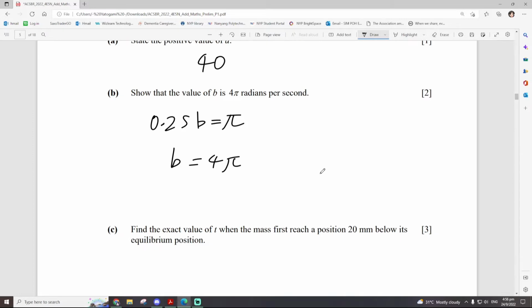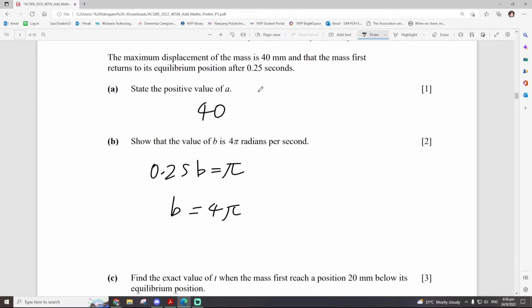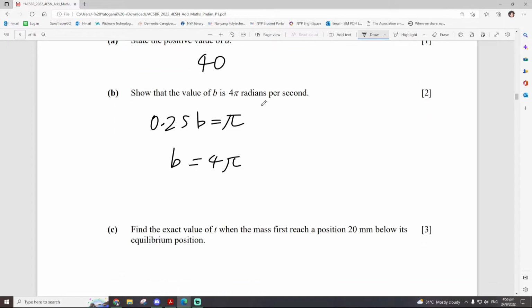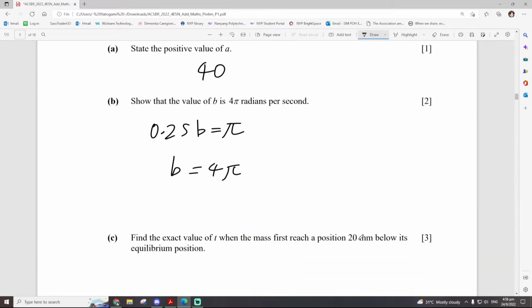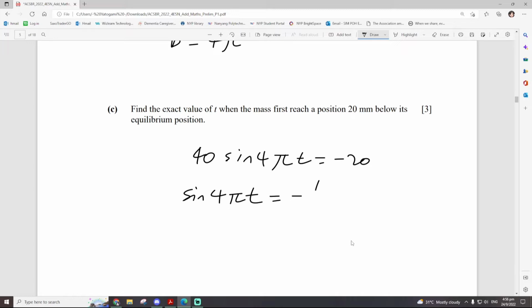Find the exact value of t when the mass first reaches a position 20 mm below its equilibrium position. So it starts by going above its equilibrium position. So we need to be mindful of the positions. This one is below. So we are solving 40 sine 4 pi t equals negative 20, which is solving sine 4 pi t equals negative half.